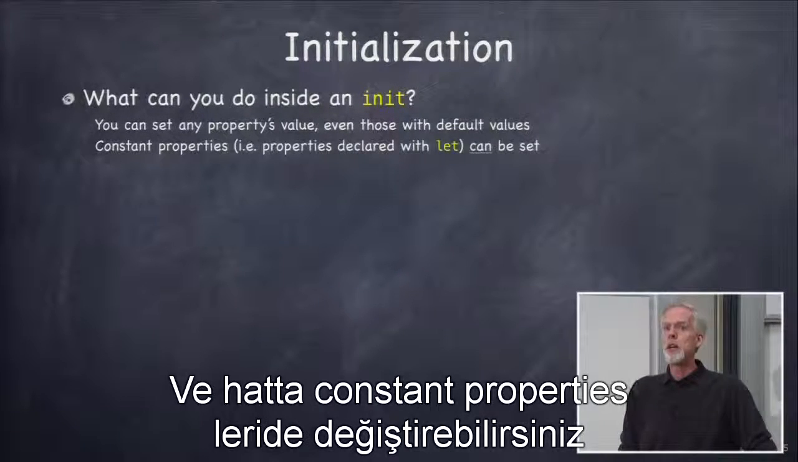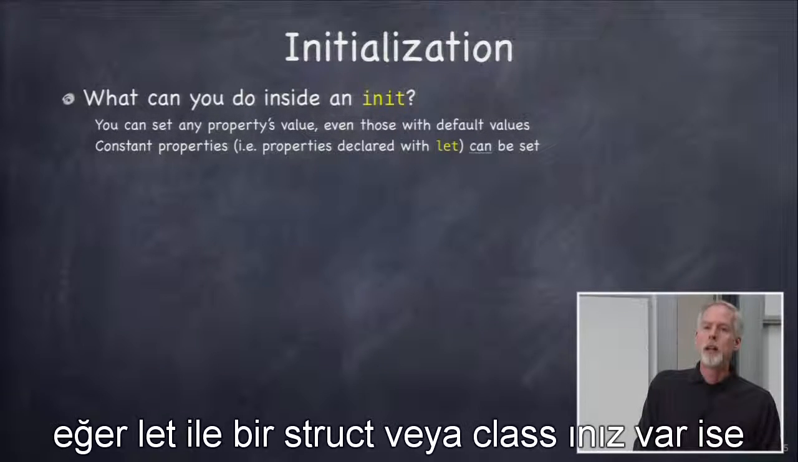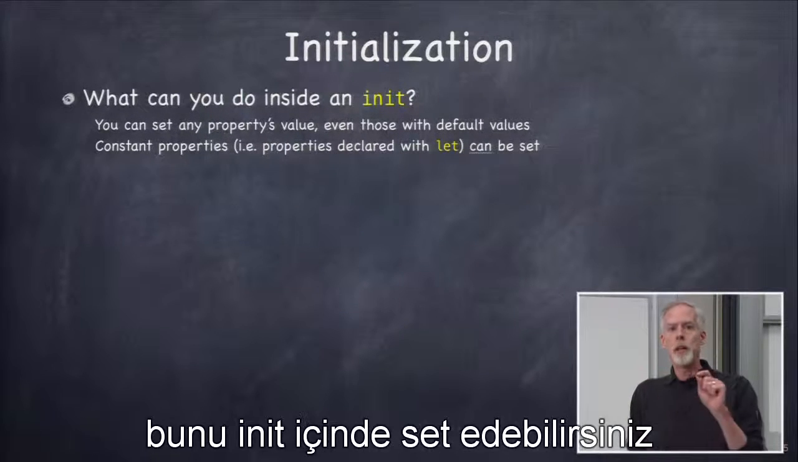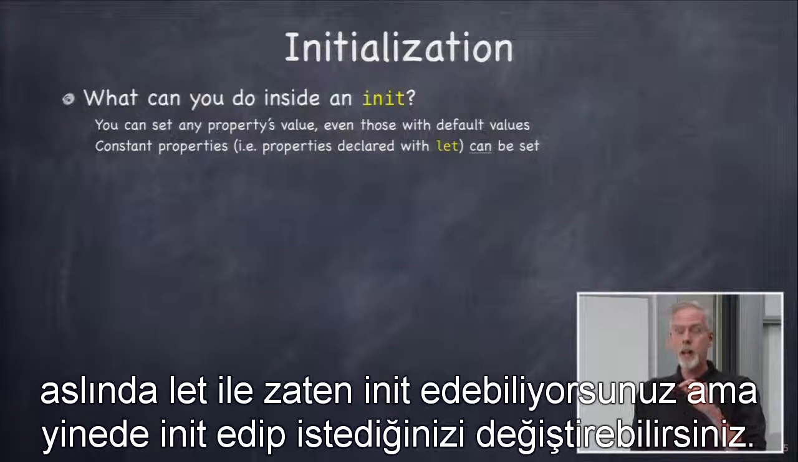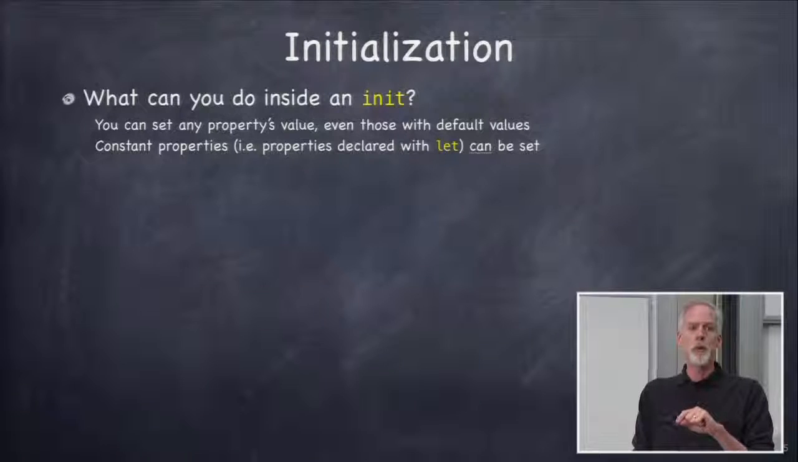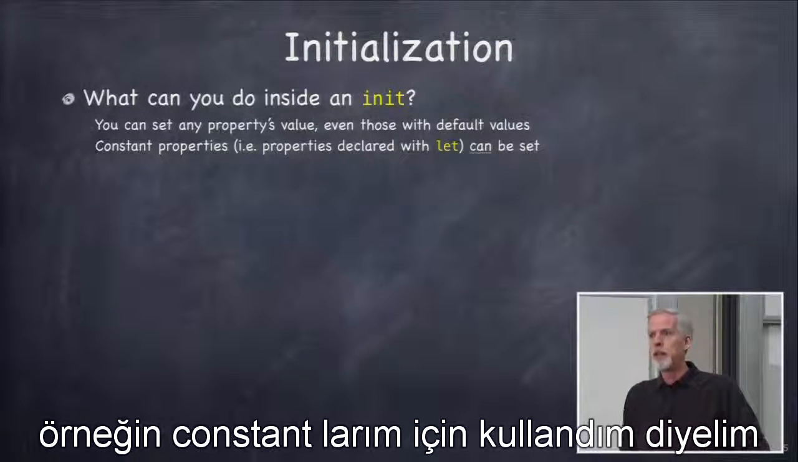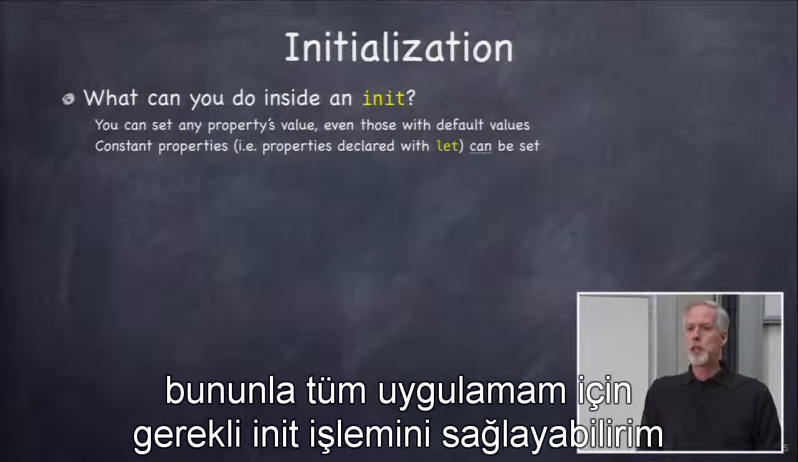You can also set constant properties. So if you have a struct or a class and it has let x colon String, you can set that in your init. Even though it's a let, it's got to get set sometime. In your init is when you can set it. You can also say equals something, but you could also set it in your init. People sometimes don't realize, oh, I can have lets in my class.